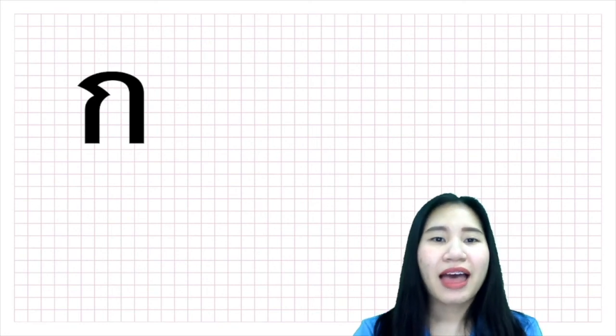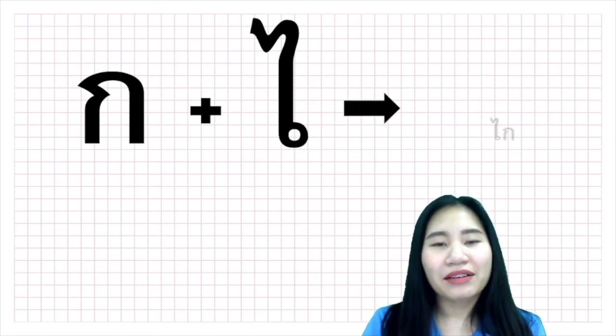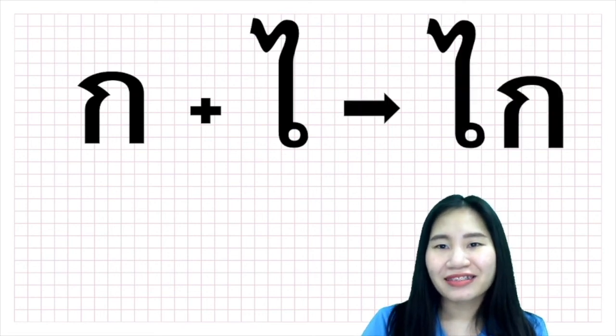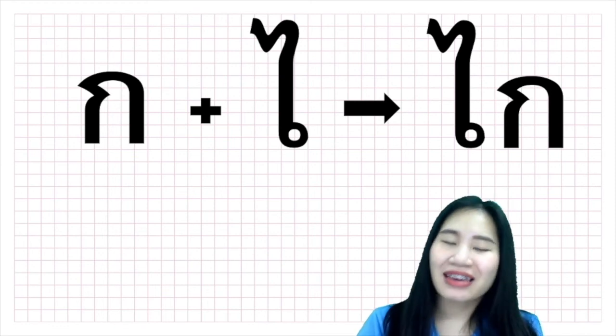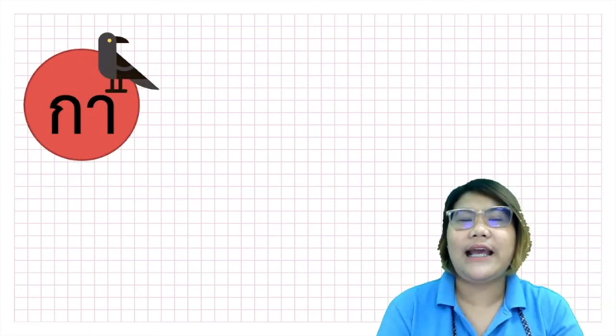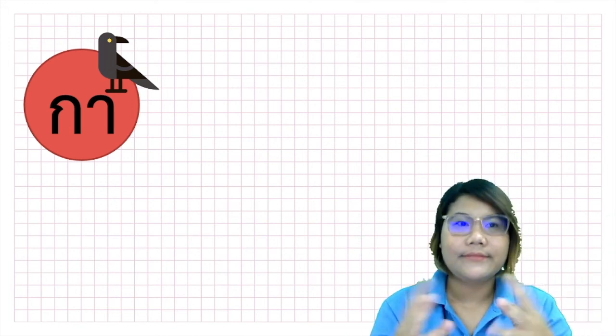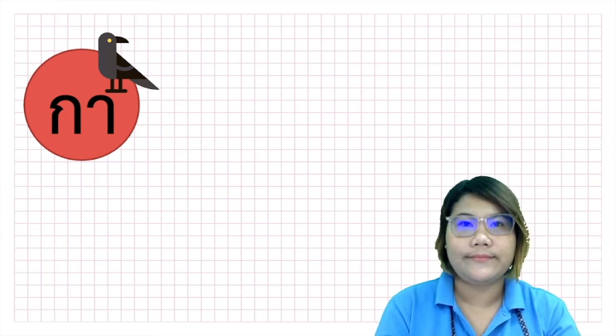Next one. You got g. And the vowel is I. And then, how can you read this word? Yes, that's correct. This one is die. Let's see more vocabulary. The first word is ka. Can you say that again? Yes, so the word ka, which means crow.